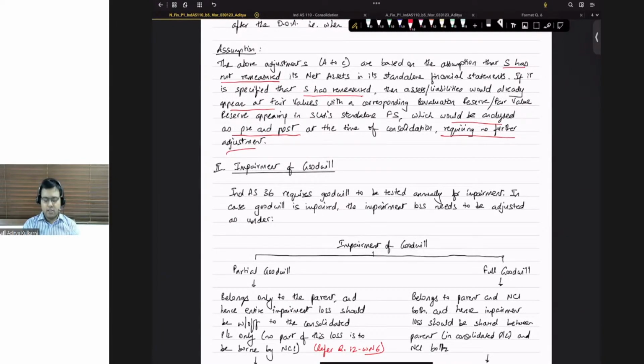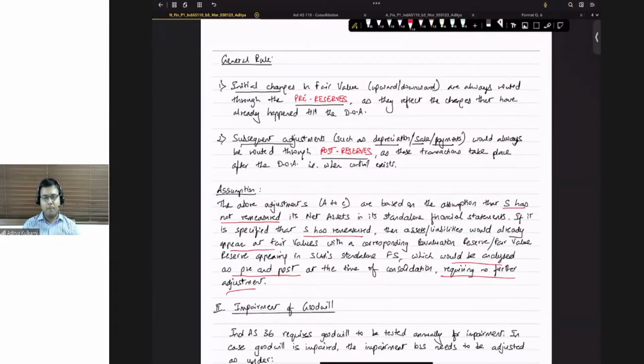Compared to the complexity of the concept, don't you think the rule is fairly simple? Initial changes, pre-acquisition. Thereafter, any changes, post-acquisition. Clear, very clean. Does not require any confusion now. Is it okay?